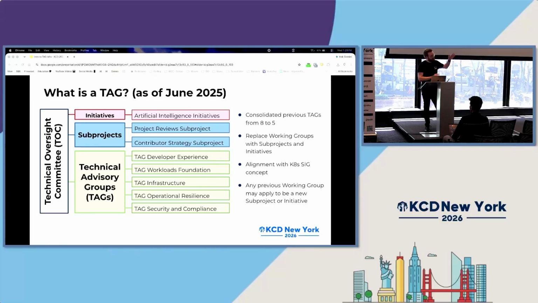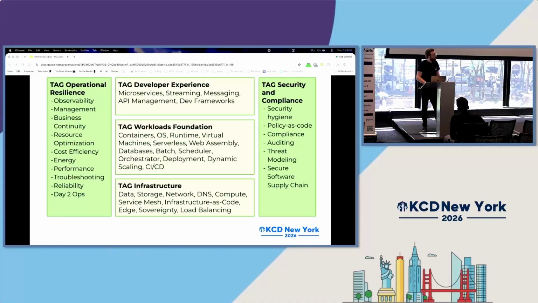So specifically, a sub-project is a long-term ongoing project, while an initiative is a short, time-boxed, single deliverable, to better help folks understand the intentions behind them. As you can see, here are the 5 TAGs, and we can get into more about the different areas and domains. The TAGs are structured purposely this way because it's intentional, to promote easier collaboration and overlap between the TAGs.